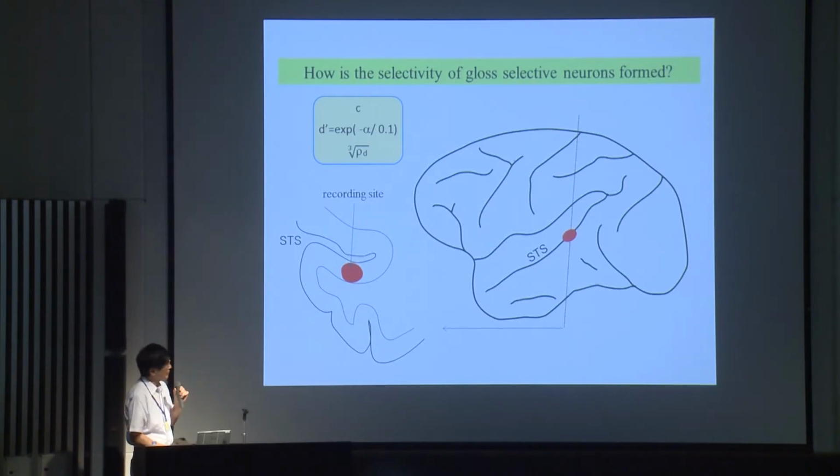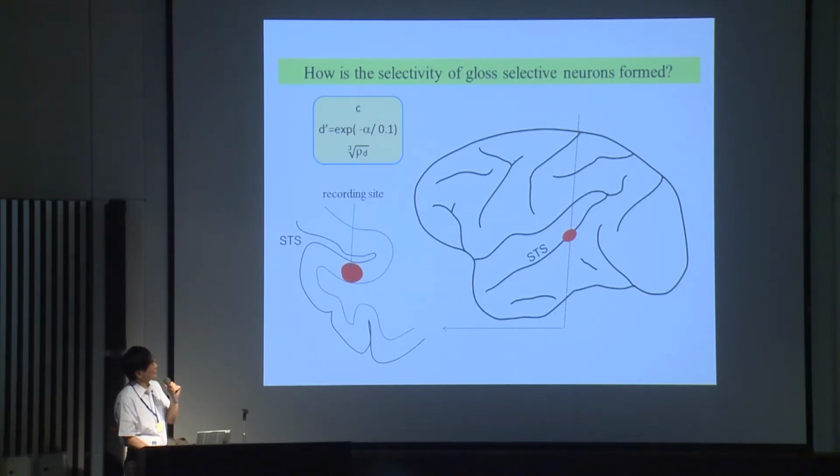Then these experiments have shown that the activity of gloss-selective neurons located in this area, CIT, seems to encode perceptual parameters like these. Then the next important question is, how is the selectivity of gloss-selective neurons formed in the visual cortex?